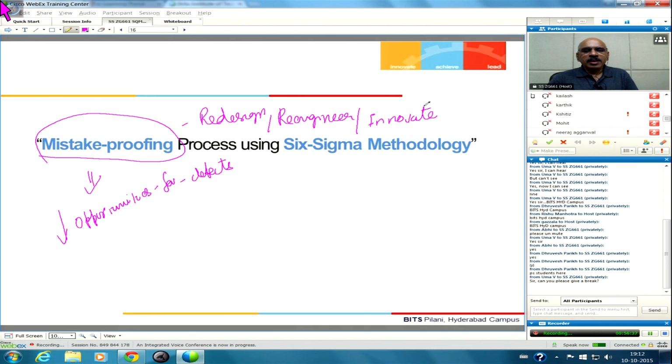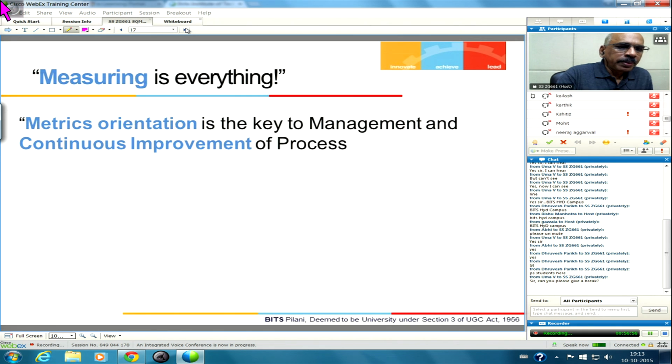This is just an example. There are so many examples. We can leverage technology, we can leverage training to reduce opportunities for defects. So in a way, mistake proofing the process. I'll take a break maybe in just a couple of minutes.